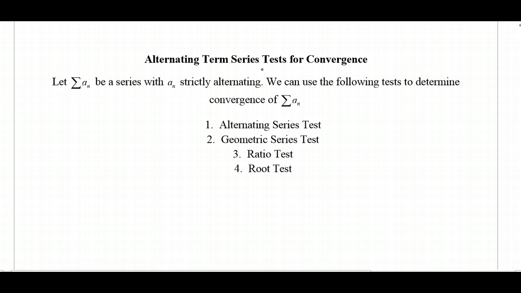So, the alternating term series test for convergence. Let's suppose I have the sum of a sub n as a series with a sub n strictly alternating. We can use the following tests to determine convergence of that alternating term series: the alternating series test, the geometric series test, the ratio test, and the root test.